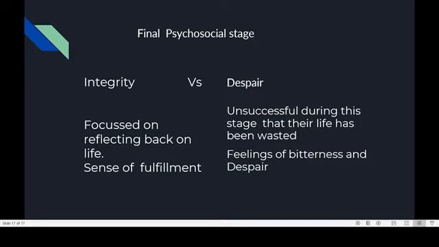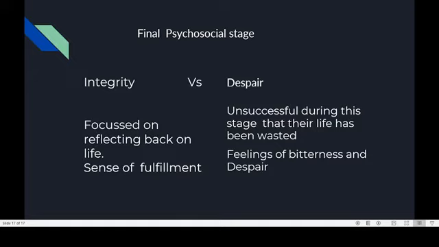This is the final psychosocial stage, which is integrity versus despair. This usually occurs during old age, where old people focus their life on reflecting on the past. If they were able to fulfill all their roles, then they have a sense of satisfaction or fulfillment. In case of failure during the earlier stages, they may feel that they were unsuccessful or that their life has been wasted, so this leads to a feeling of bitterness or despair, and this is the final stage of psychosocial development.